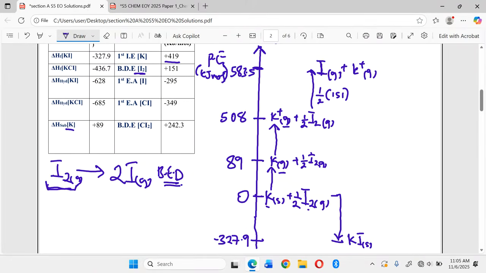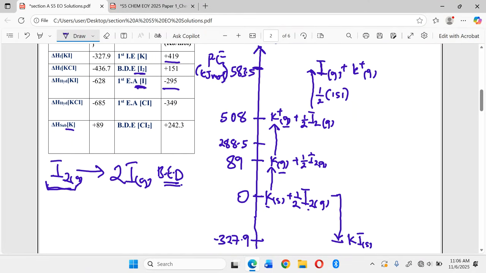Now, we continue to the first electron affinity of iodine. Now, it is negative, which means we take 583.5 and add this negative, so we'll be coming down again. Now, when you get that plus negative 295, what do you get? So you get a value around there, 288.5.